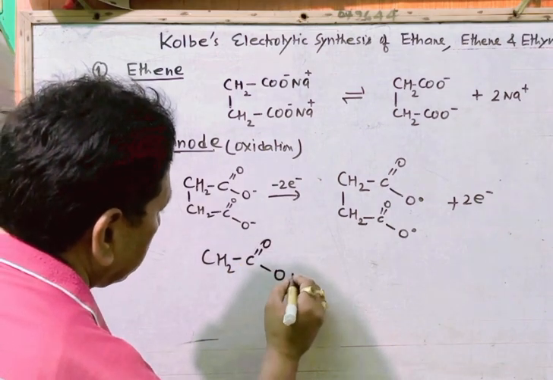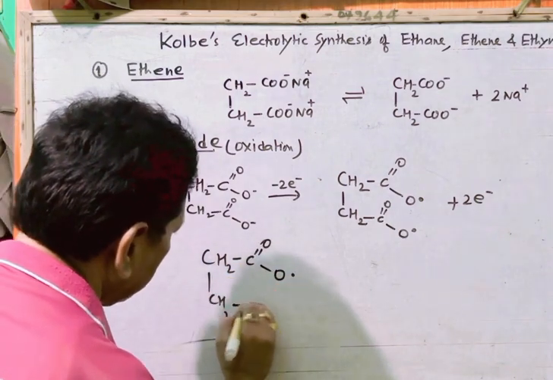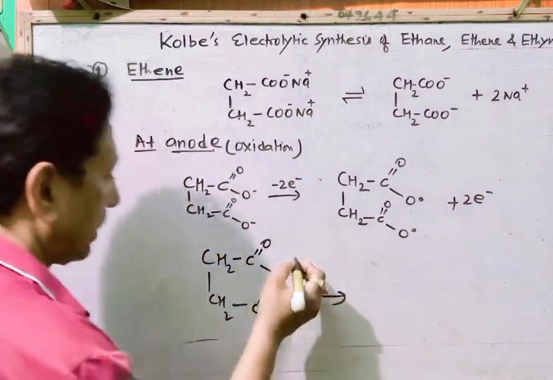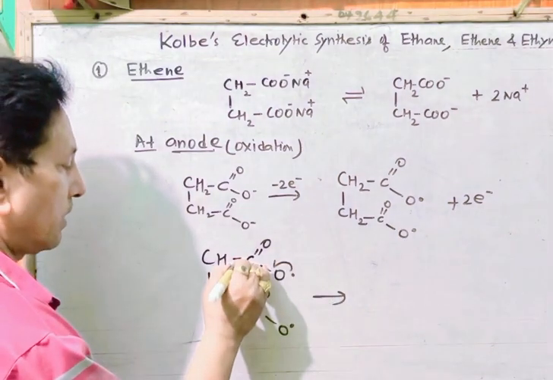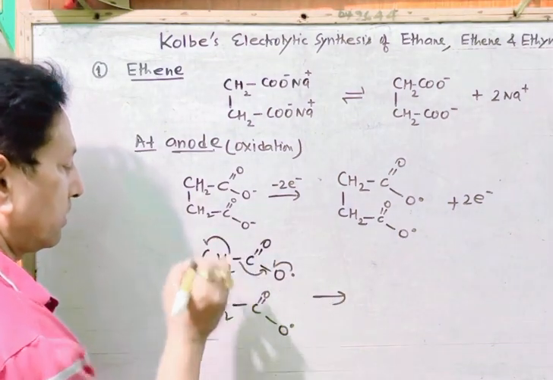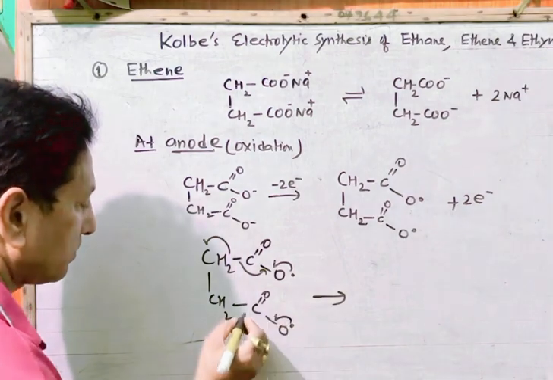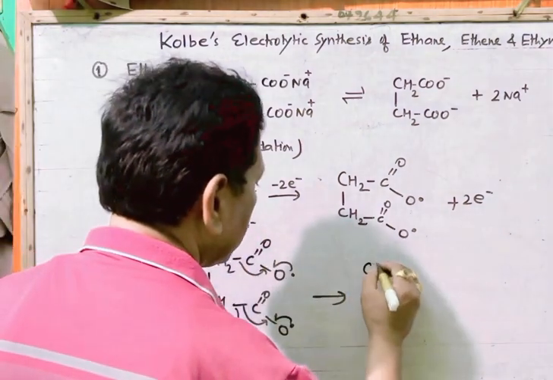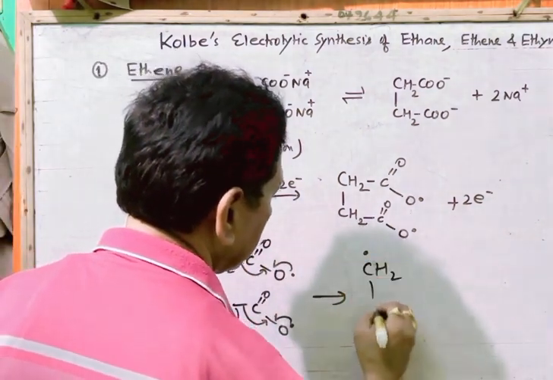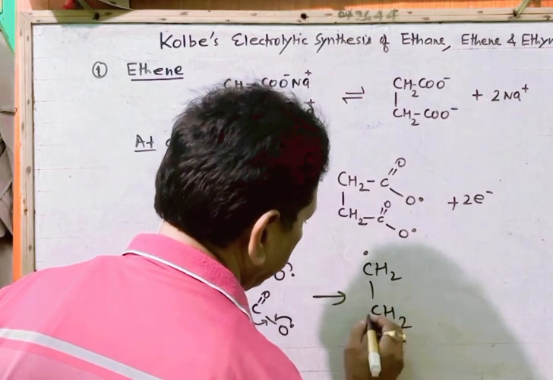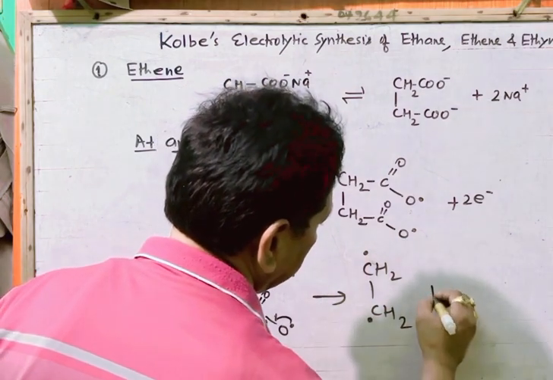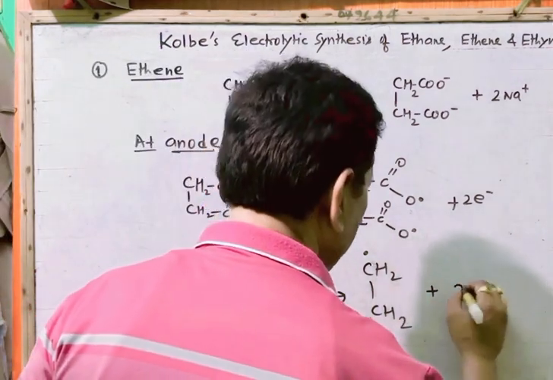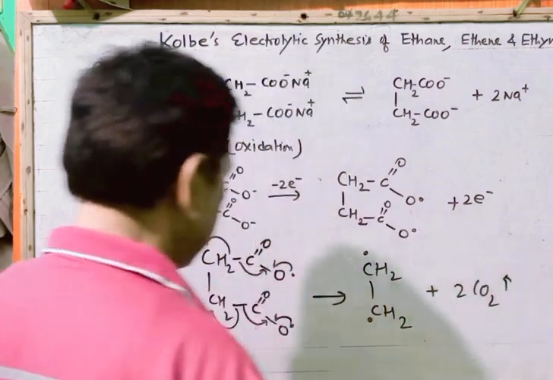This succinate free radical, in the next step, this electron comes from here and this electron comes from here. One electron moves here. Similarly, one electron comes here, one from this bond comes here, and one electron goes to this, and again you will get a free radical, and two molecules of carbon dioxide you will also get.